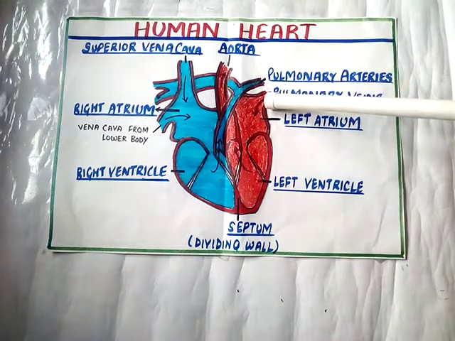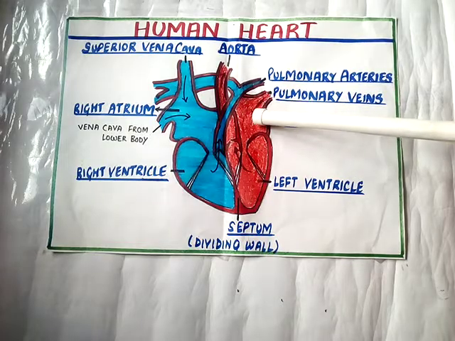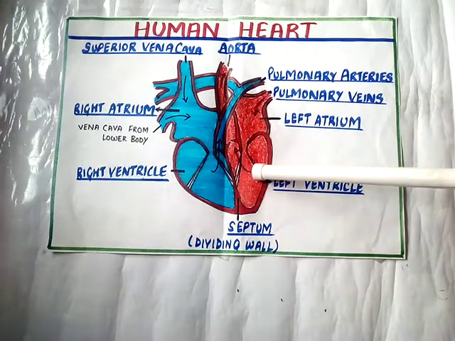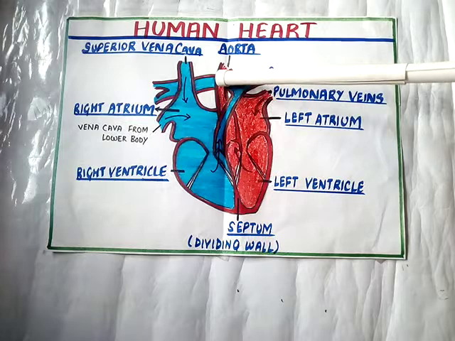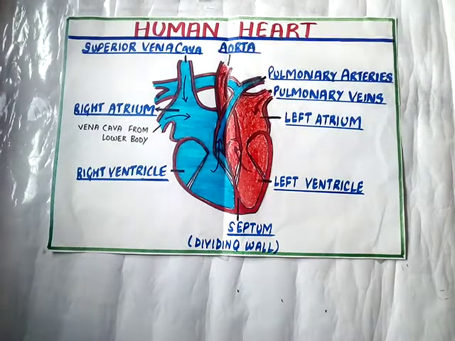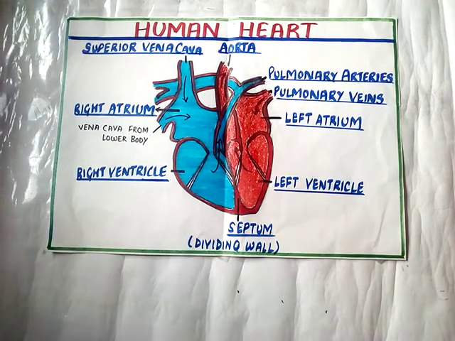It comes into the heart in the left atrium, then it goes into the left ventricle, then it goes into the aorta, and then it goes into the other body parts. So the blood has to pass twice through the heart so as to circulate once through the body. This circulation is known as double circulation.